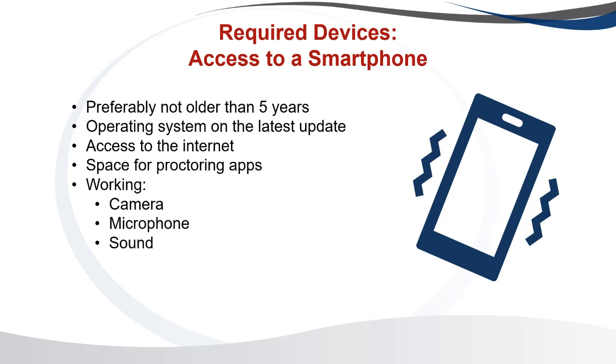Especially with the Invigilator app, you have to take pictures, and all of that gets saved to your phone. Make sure that you've got enough space for the app and any images that it needs to take. And make sure that it's got a working camera, microphone, and sound. Because remember, the Invigilator app does give you a sound indication when you need to take selfies. So make sure that that is working.